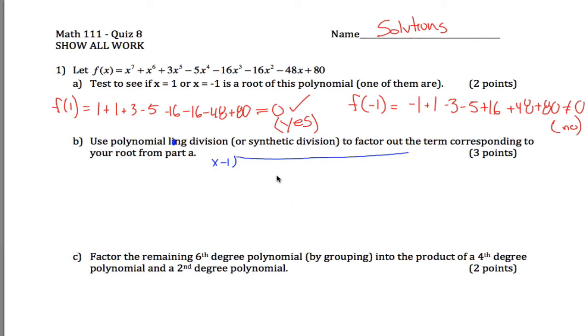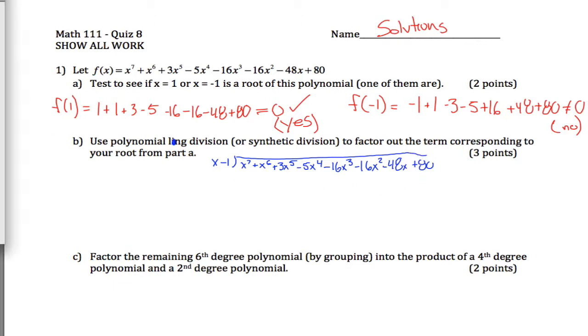Then when I do polynomial long division, x minus 1 goes into x to the 7th plus x to the 6th plus 3x to the 5th minus 5x to the 4th, and so on, plus 80. Wish I had left you more room in here. I wish I had chosen a smaller polynomial. At least it's the only problem on this quiz. I should get no remainder. Let's see if I get no remainder.